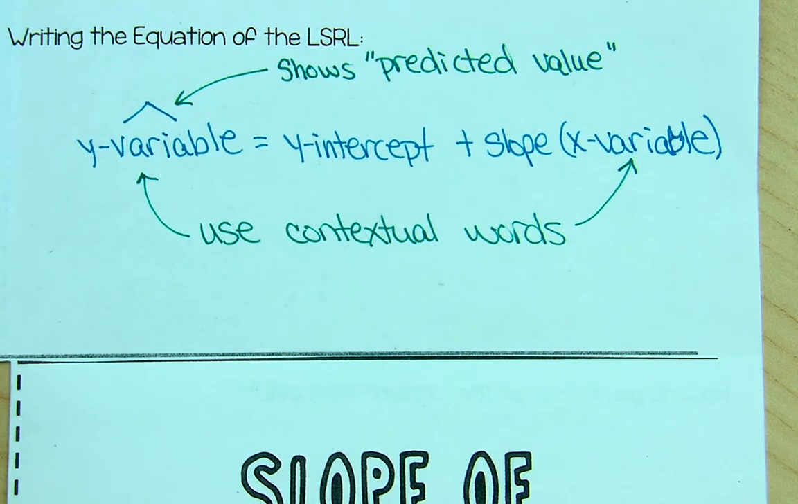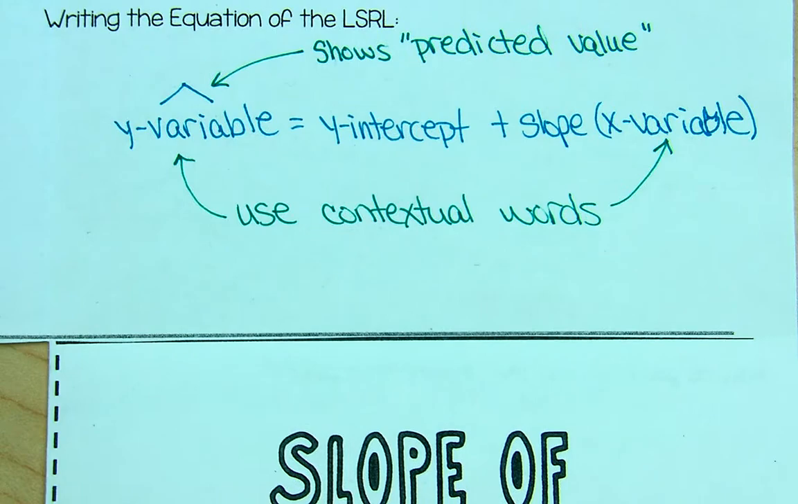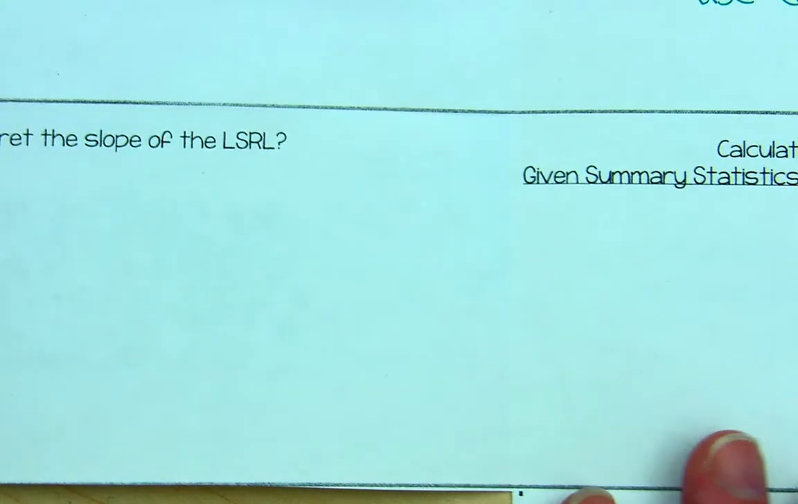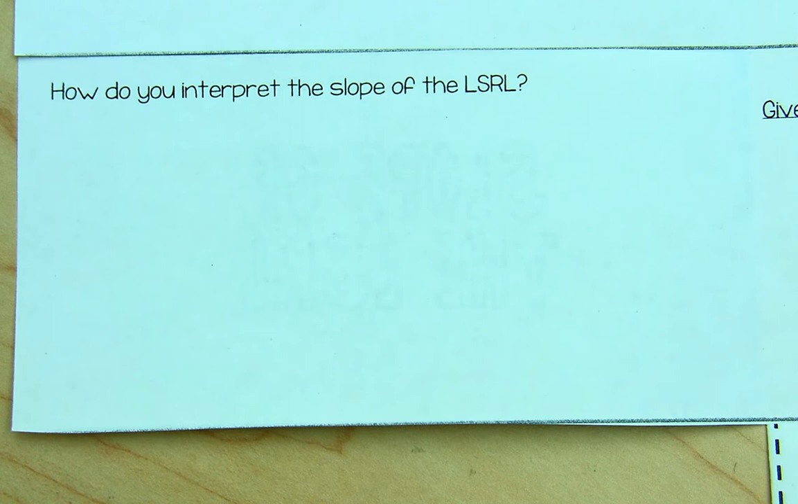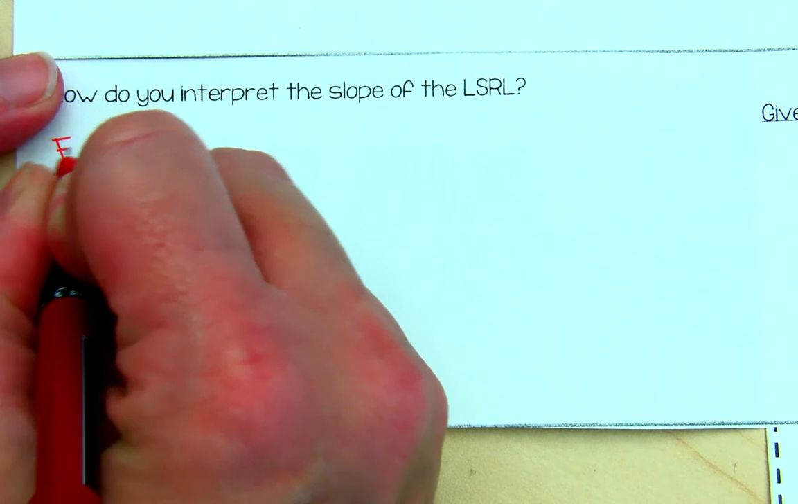Questions on that? Hopefully this is making sense of what we've been doing. Okay, let's look at slope. One of the things, as you probably noticed, each time we calculate a value, we need to be able to explain what that value means in context of the problem. So slope is no different. We're going to have to write out a sentence explaining what this slope means.